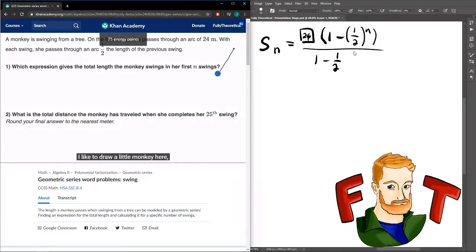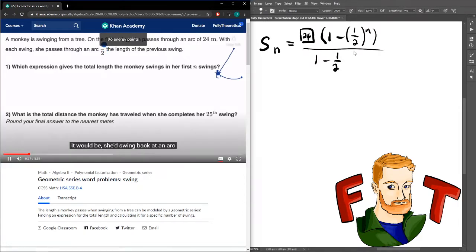Swing, I could draw a little monkey here. So this is my little monkey. On that first swing, the monkey will go 24 meters, so it might do something like this, and that arc is 24 meters. And then on the second swing... Oh, yeah. See, I didn't even read the question all the way.